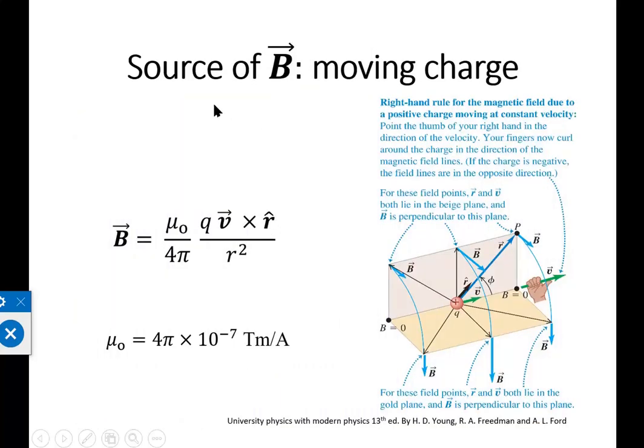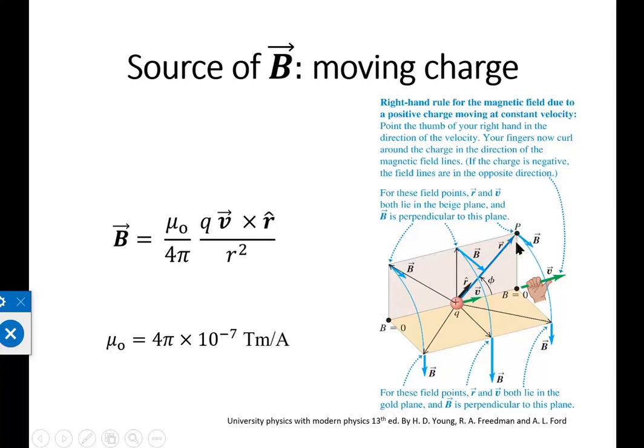Now, how do we produce a magnetic field? You can see here a positive charge that is moving in this direction. If the positive charge is moving in this direction, then it will generate a magnetic field around it all over. We can determine the direction of the magnetic field, and we can also determine the magnitude of the magnetic field at any point. In this particular case, we are considering the point P here.